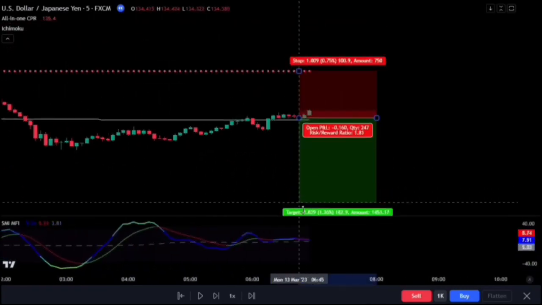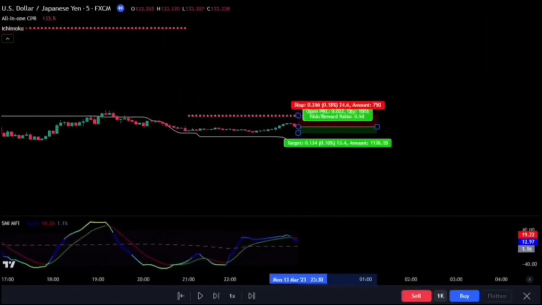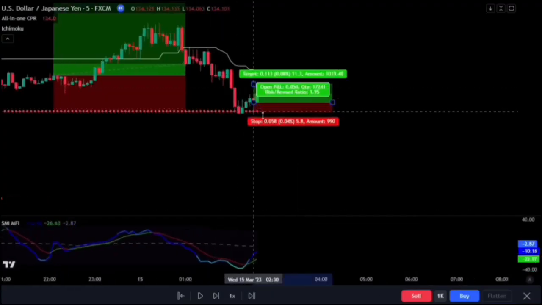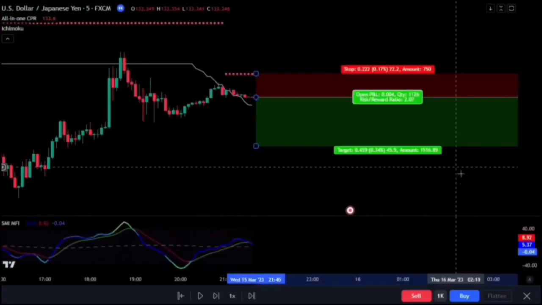We will use an account size of $1,000, risking 1% of the account size on each trade, to make 2 times what we risked. You can also increase your risk level to gain more from the market.